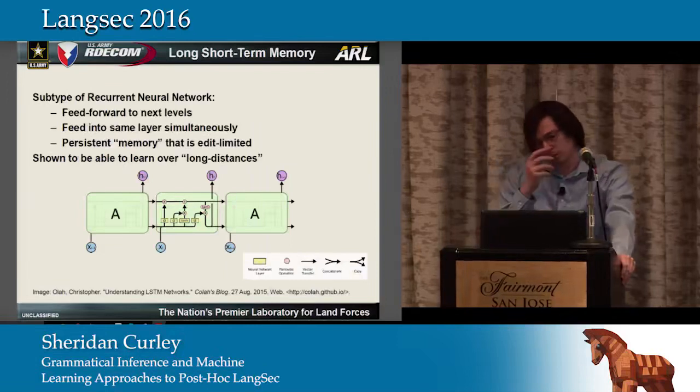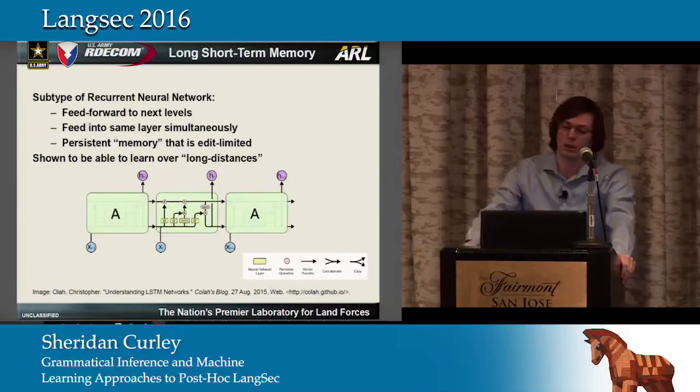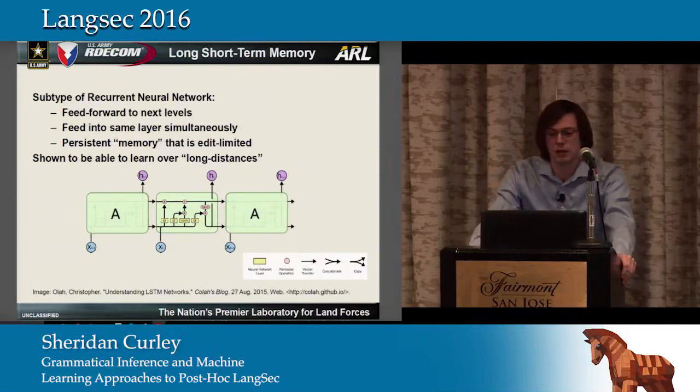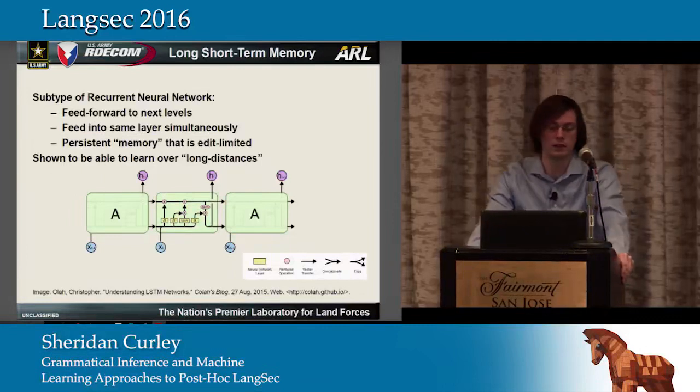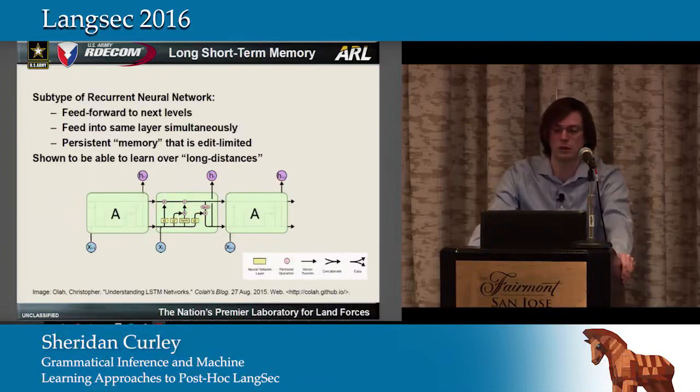So for the LSTM, just a real short summary of it. That's a picture there of an unwrapped LSTM. The idea is it's a type of recurrent neural network. It's feed-forward, so you give it an input, it'll feed forward into a series of weight matrices, which will then eventually produce some output. It also simultaneously feeds back into the same layer. You can think of this as having some kind of stateful memory between each of the iterations in the learning period. And LSTM in particular has this idea of a stateful memory that is maintained and edited kind of sparingly. Edit-limited doesn't mean that it's not allowed to be edited. It's just that there's some restriction to how much the weights can be edited at any given moment.